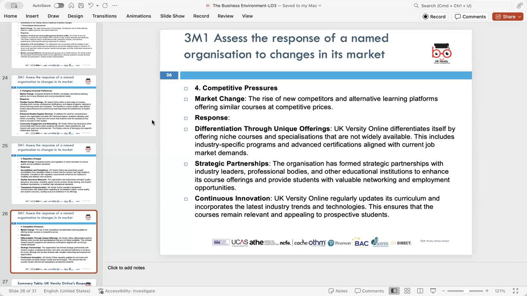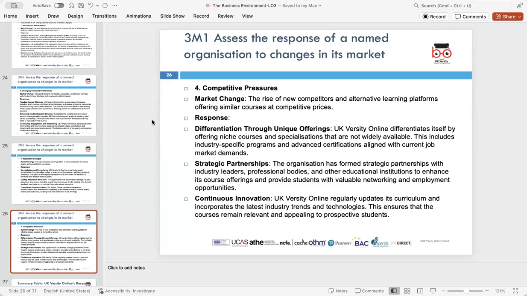Differentiation through unique offerings. One of the key strategies UK Versity Online employs is differentiation. The institution offers niche courses and specializations that are not widely available elsewhere. These include industry-specific programs and advanced certifications aligned with the current job market. By focusing on unique offerings, UK Versity Online provides students with valuable skills that are highly sought after in the job market, giving them a competitive advantage.